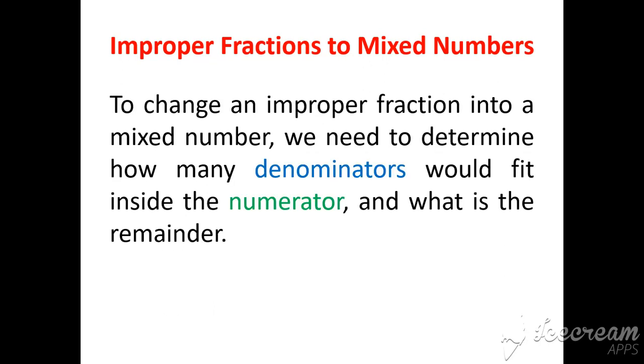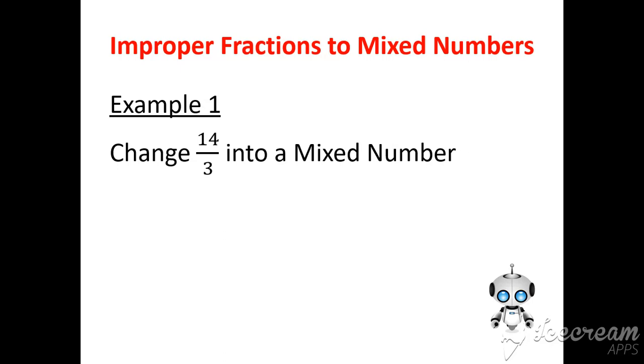Right, to change an improper fraction into a mixed number, we need to do the following. We need to determine how many denominators, the bottom number, would fit inside the top number, the numerator, and what is the remainder left over. Okay, here's our one example for the video. We're going to change 14 over 3 into a mixed number.